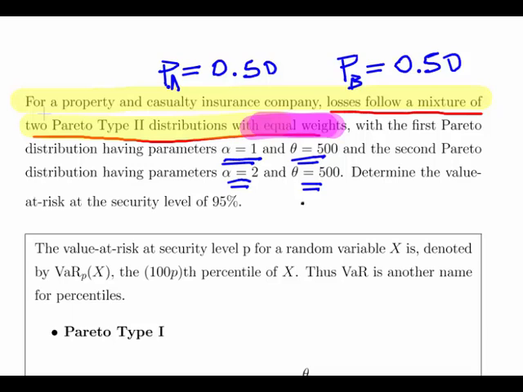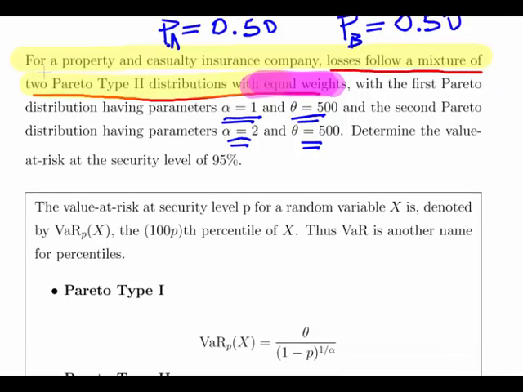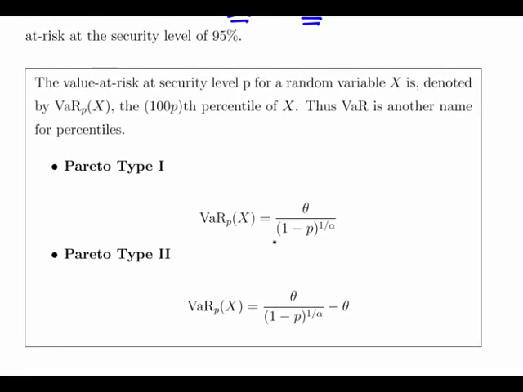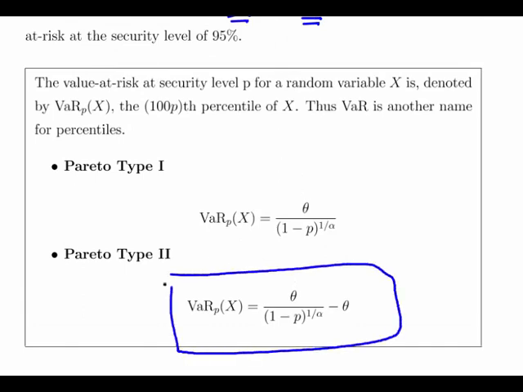And what we're asked to do is determine the value at risk at the security level of 95% for the entire portfolio. Okay? So 50% are from A, 50% are from B. They have different shapes essentially. So anyway, this is the value at risk formula here, for type 2. Now, that's not really what we're looking at here.